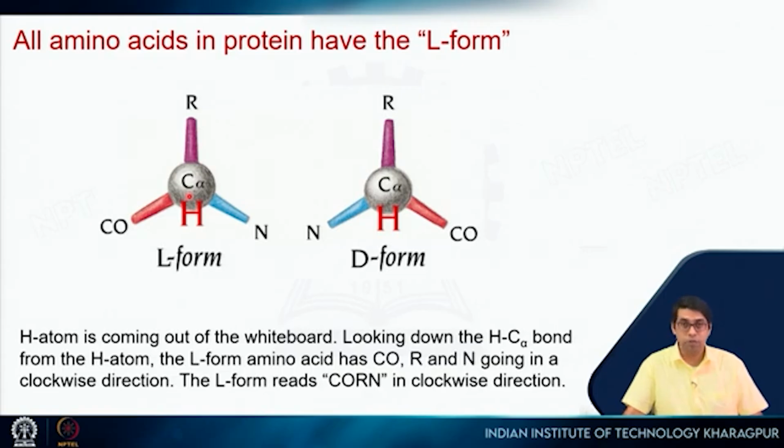There are of course exceptions. We will see as we progress through this course that in certain cases D form amino acids are used, but they have very specific functions. So how do you know which one of these two is the L form? If we write the structure of the amino acid in this particular manner, where H is coming out of the plane of the screen, then if we go clockwise, it will spell CORN, or corn. So CO stands for the carboxyl group, R is for the side chain, and N stands for the amino group.